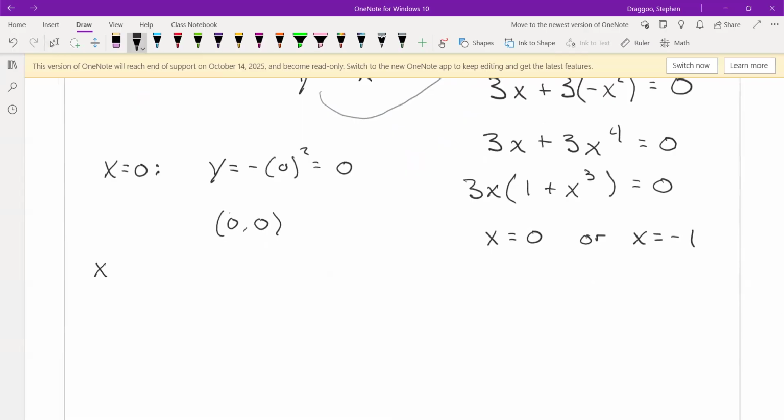And for my other critical point, x equals negative 1, I get y equals negative 1 squared. All together, the negative survives. Negative 1 squared. Whoa. At least I caught it before. Yeah, cool. Negative 1 squared, the negative survives, meaning y is negative 1. So I get my second critical point at negative 1, negative 1.